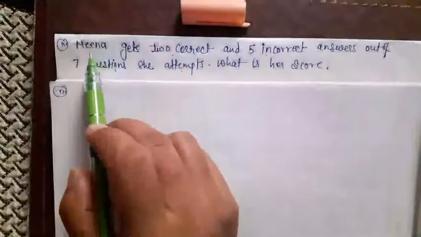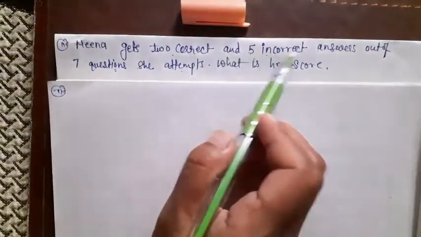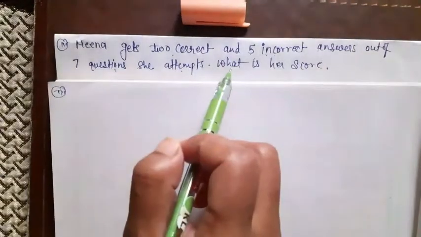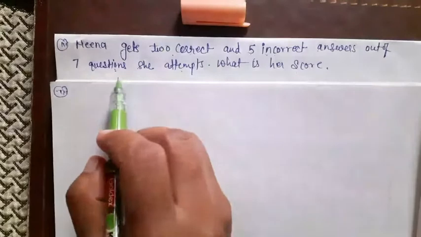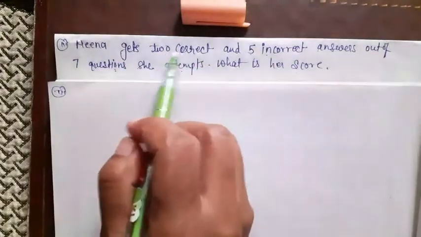Now question number 3 is Hina gets 2 correct and 5 incorrect answers. Out of 7 questions she attempts, what is her score? Means she attempts only 7 questions and 5 are incorrect and here 2 are correct.